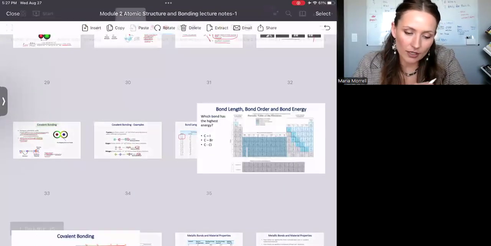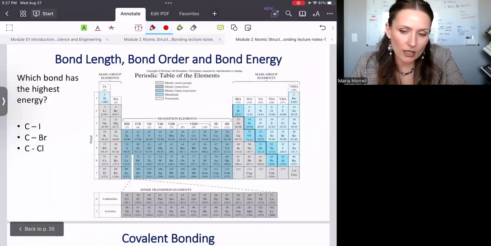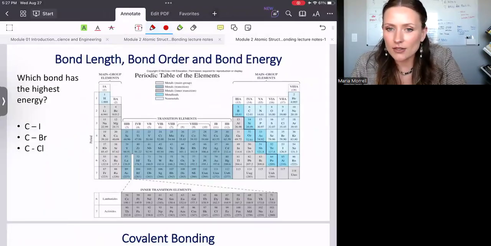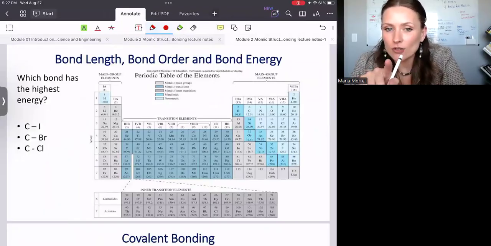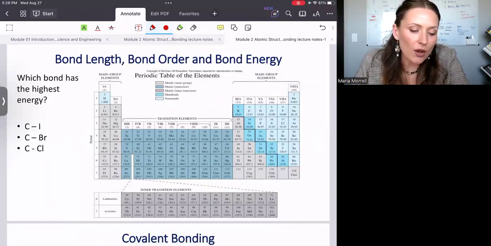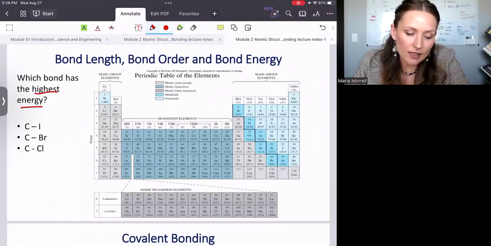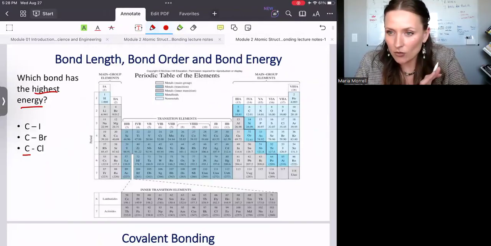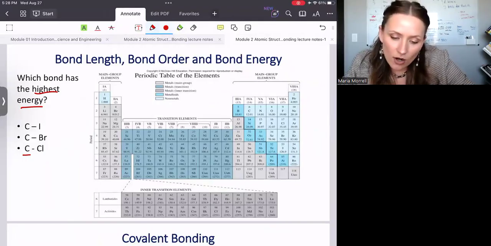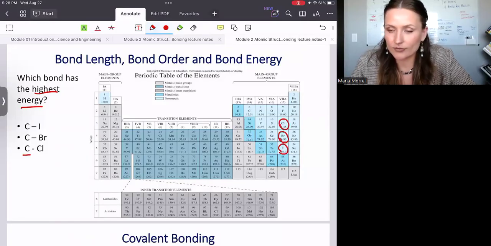let's look. I have an issue with loading my slides. All right, so let's answer the question. Based on what I just told you, I want you to connect the length and the energy, right? The order here wouldn't matter. Which bond has the highest energy? And I'm giving you carbon, right? You have this carbon on the left, which is always carbon, and you bond the carbon to iodine, bromine, and chlorine. Okay?